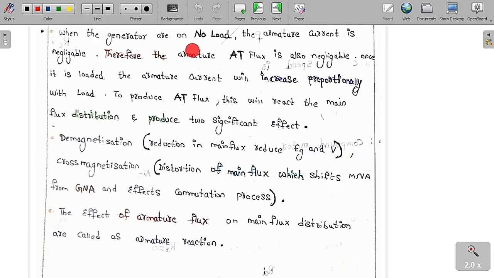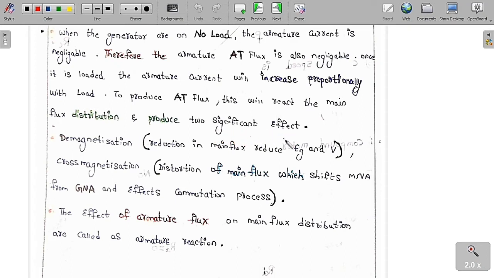When the generator is on no load, the armature current is negligible, because at no load the armature current is very less. Therefore the armature ampere-turns flux is also negligible. Once it is loaded, the armature current will increase proportionally with load, producing armature flux which will react with the main flux distribution and produce two significant effects.